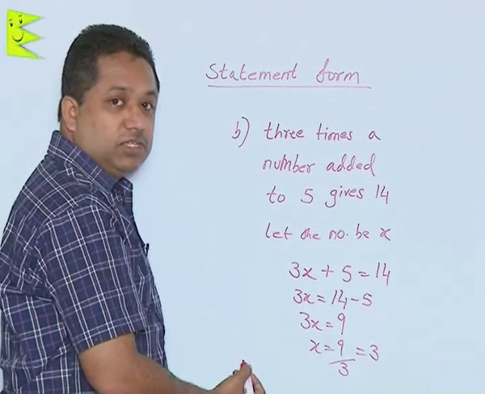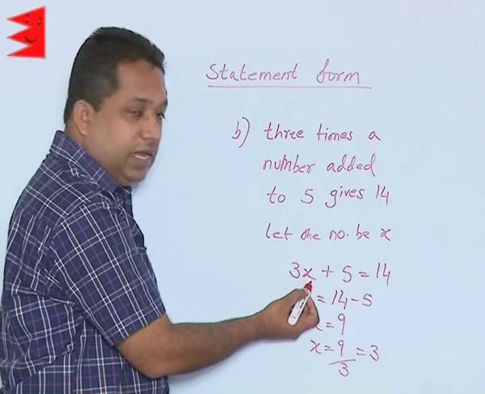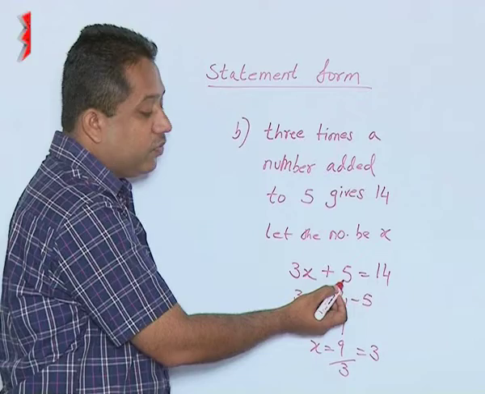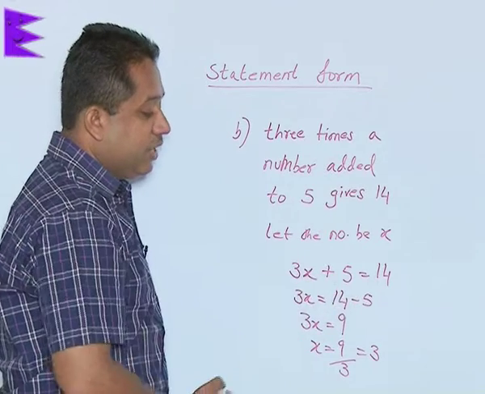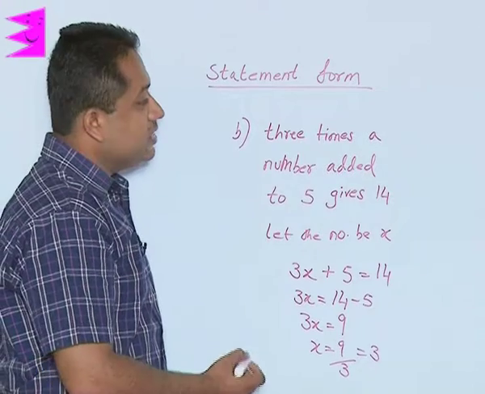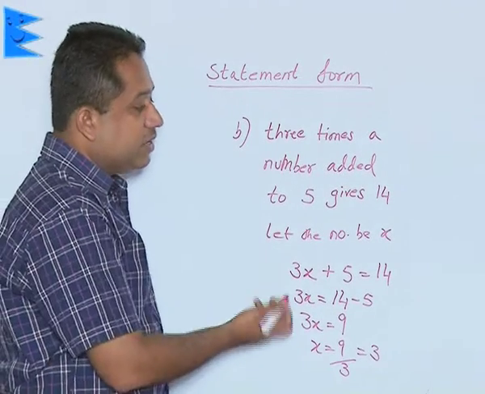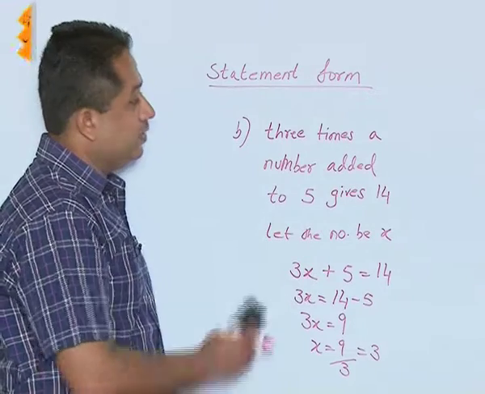We can substitute this value of x is 3 to verify our answer. We get 3 into 3 is 9. 9 plus 5 is 14. So, we get 14 equal to 14. So, we can say LHS is equal to RHS. Now, let us consider a question where the reverse is given. That means the equation is given and you have to form the statement.